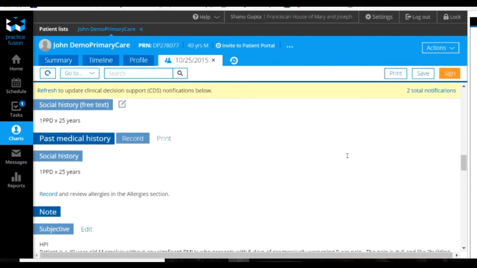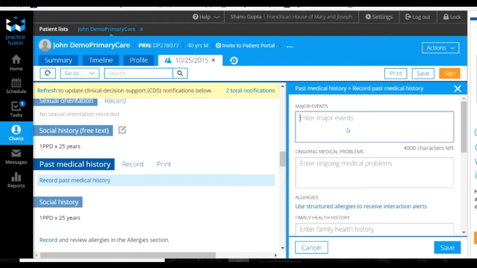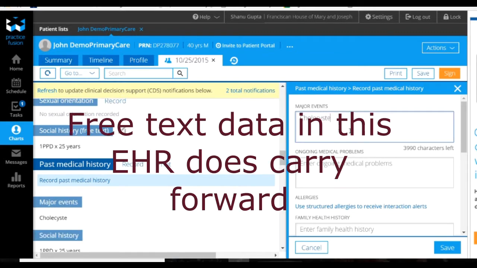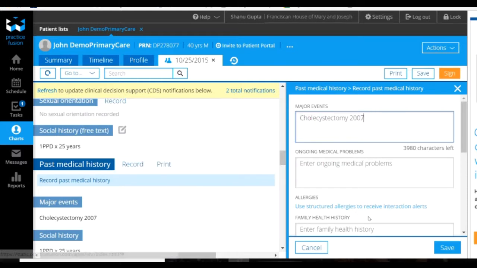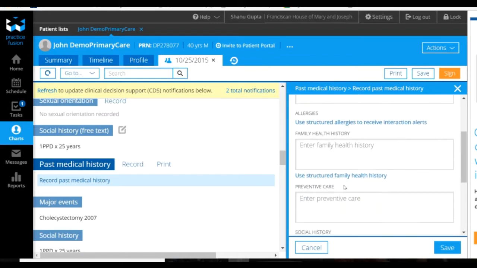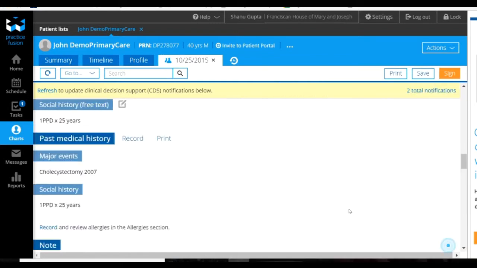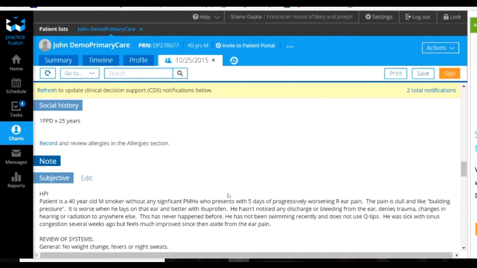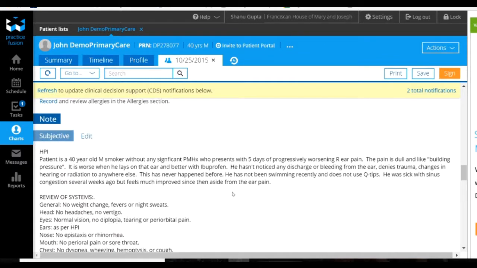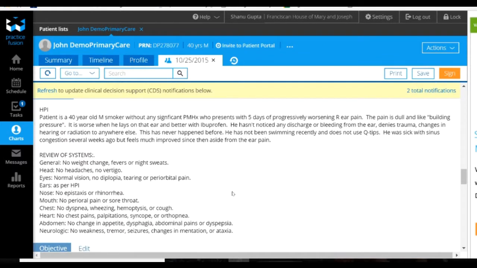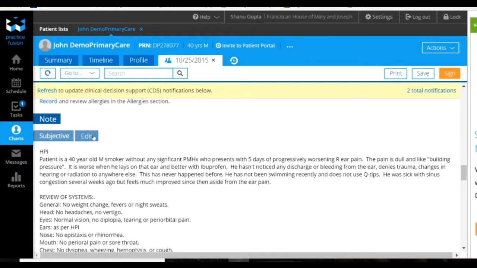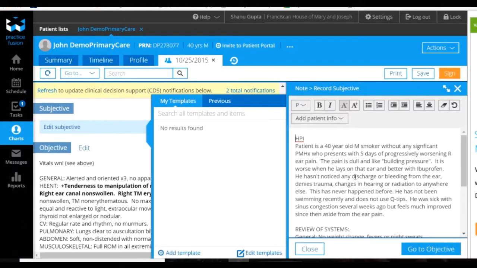Past medical history, I'm going to write in here, cholecystectomy 2007. And you can also add other histories in here that may not otherwise have been noted. Okay, in terms of subjective, this is a really well documented note. So again, you would just click edit and you should be able to document in here.